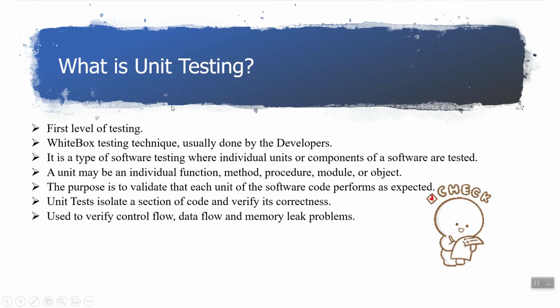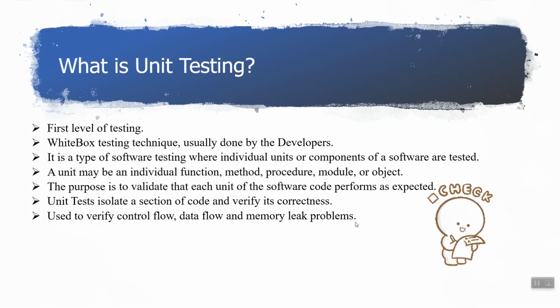The purpose of unit testing is to validate that each unit of software code performs as expected. In unit testing, a unit test isolates a section of code and verifies its correctness. Usually, unit testing is used to verify the control flow, data flow, and memory leak problems.